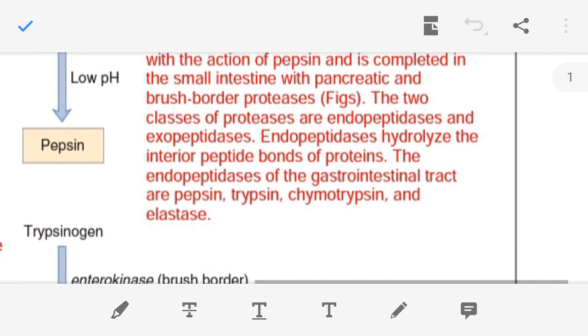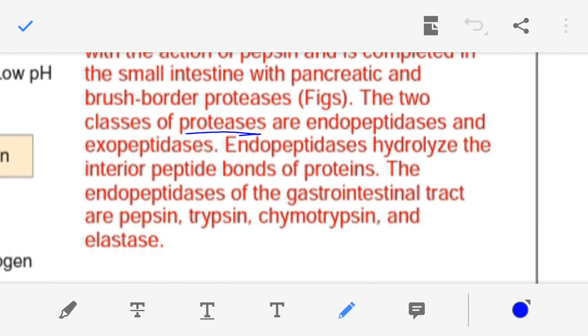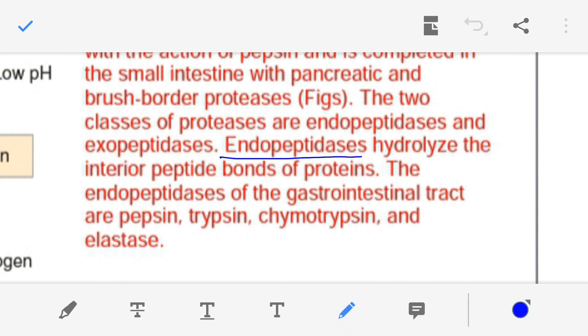Proteases. Now there are two classes of proteases, that are the endopeptidases and the exopeptidases. Now the endopeptidases hydrolyze the interior peptide bonds of the protein. The role the endopeptidases are playing is that they are hydrolyzing the interior peptide bonds of the protein.